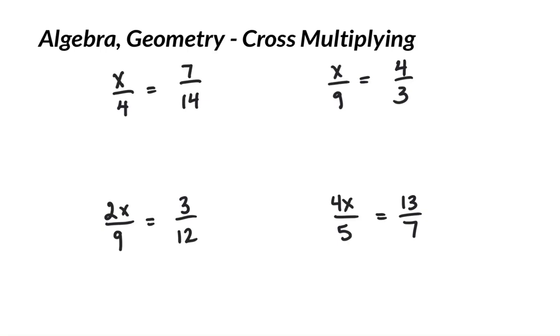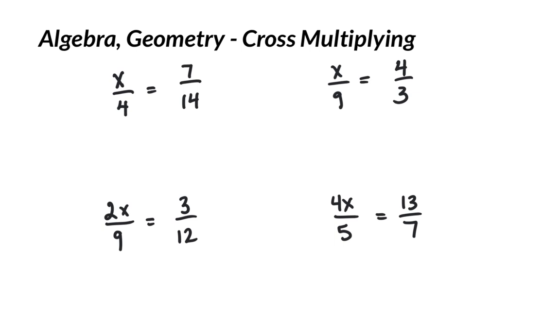Cross-multiplying is one of the best, fastest ways to solve proportion problems. Proportion problems are things where we could say like some number divided by 4 is equal to 7 divided by 14. And essentially what it comes down to is this. You're trying to eliminate the fraction.